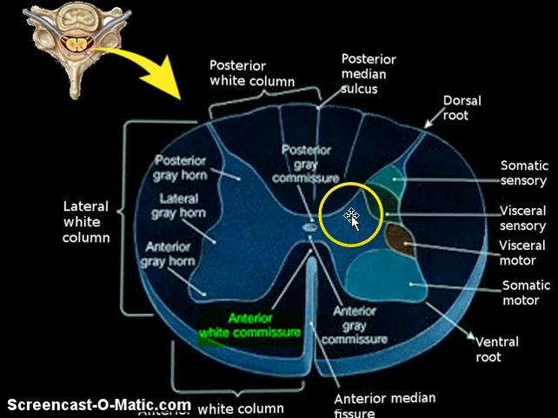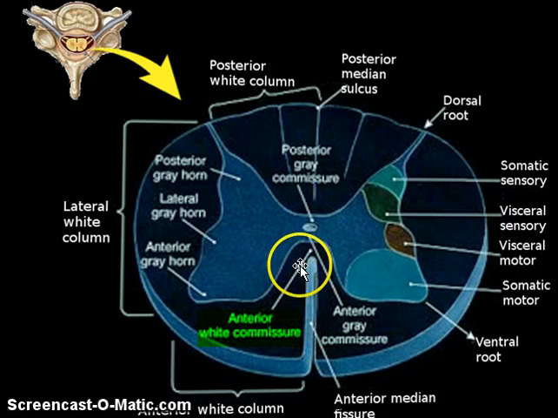This one is on one side and this one is on the other side. So these are the two opposite sides. Anything which connects the two opposite halves is known as a commissure. So the posterior gray commissure is posteriorly located, and it is connecting the two halves of the spinal cord. As it is located in the posterior portion, it is known as the posterior gray commissure.